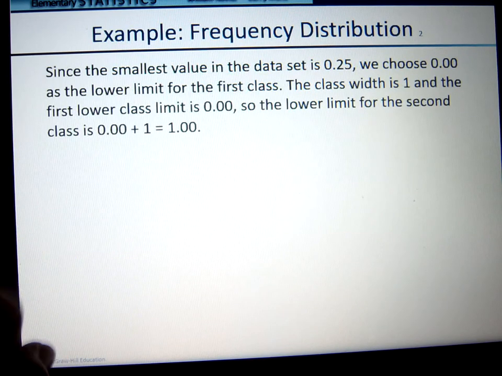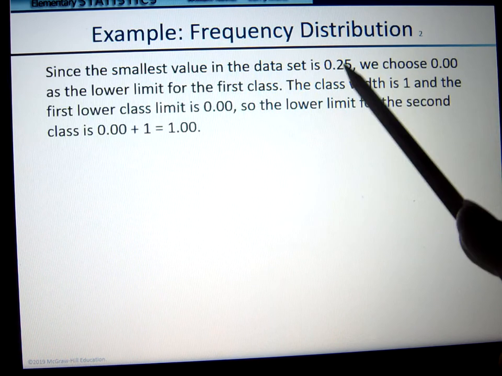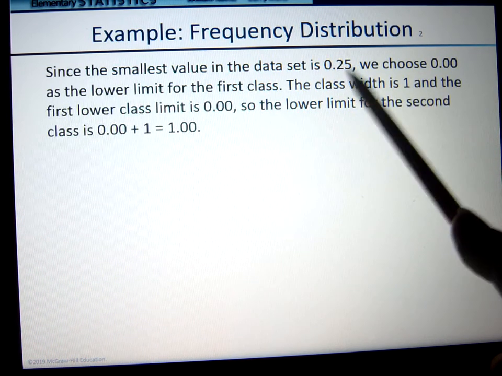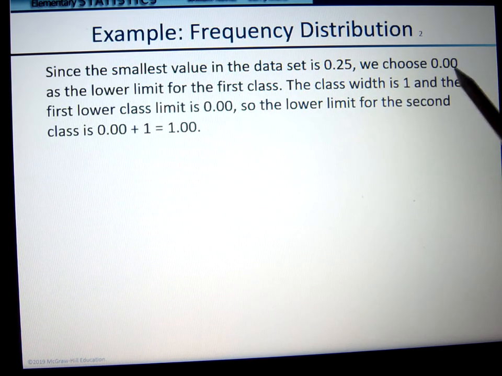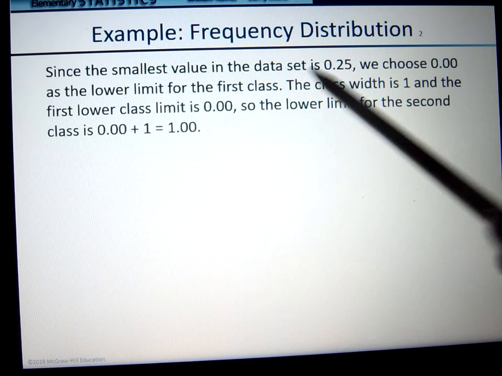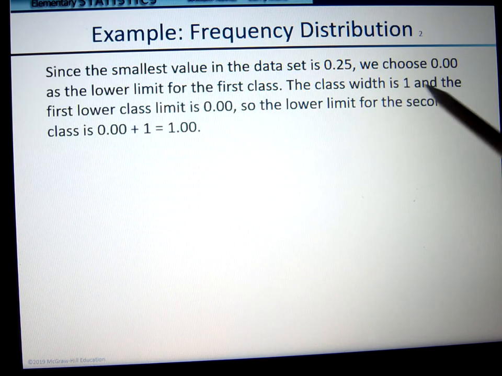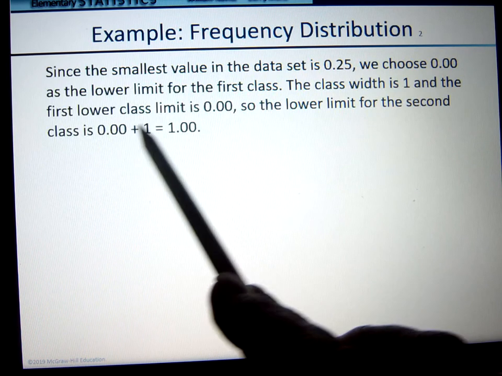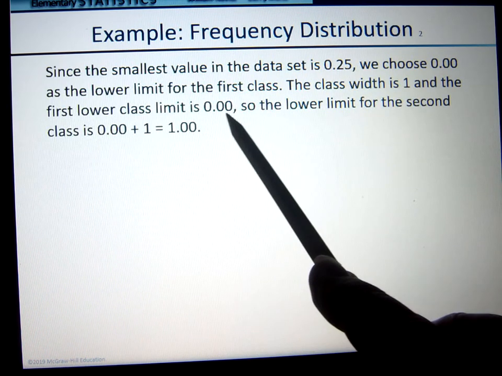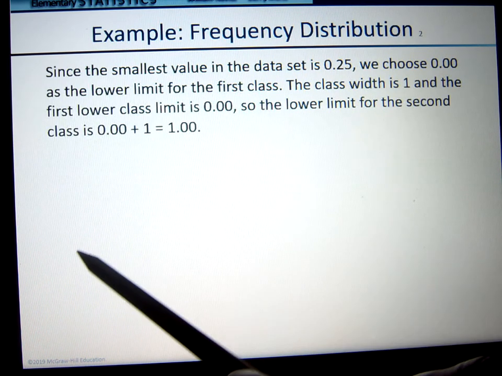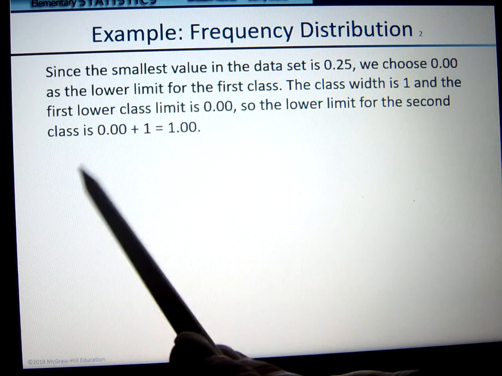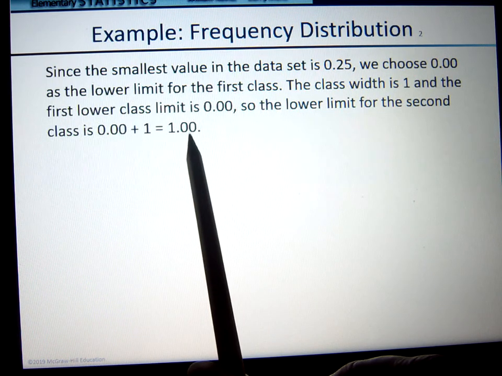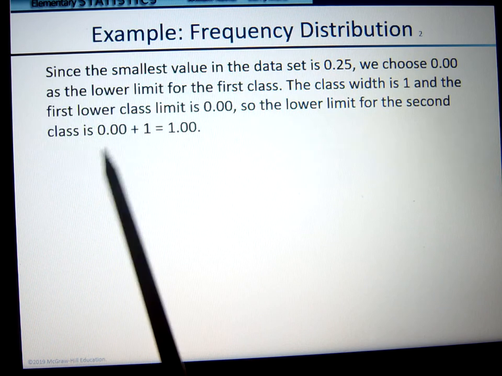Okay, so the smallest value is 0.25. So we're going to choose 0 for the lower limit. The class width is 1 and the lower class limit is 0.00. So the limit for the second class is 1. So we're going to go from 0 to 1.